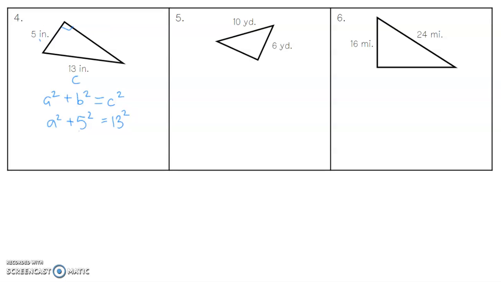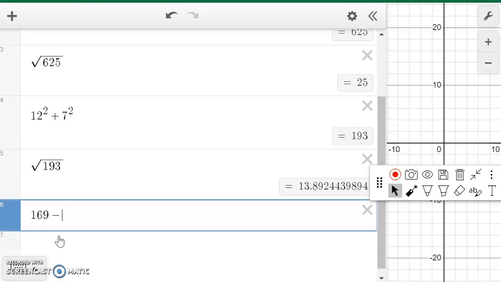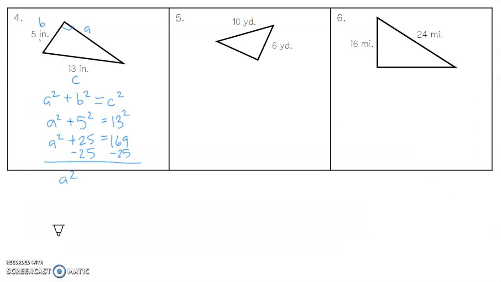Let me clear this up a little bit. Okay, and remember with the legs, it doesn't matter. I like when I'm missing a leg, it's nice to replace the B just because it's really easy to mix that up with 6. All right, so A squared plus 25 equals 169. If you don't know that, hopefully you do. If you don't, you just go into Desmos. Okay, A squared's not by itself, so I have to subtract 25 from both sides this time. So I get A squared equals, I'm just going to use Desmos really quick, 169 minus 25 is 144.